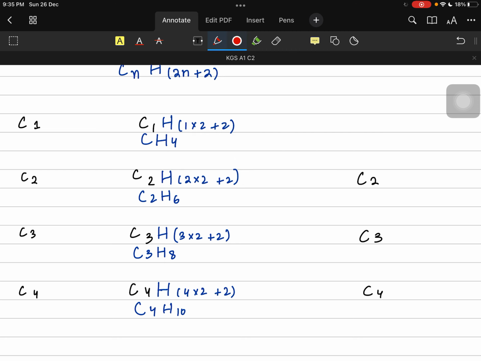A one carbon alkane is known as methane. Meth means one carbon. A 2 carbon alkane is known as ethane. Eth means 2 carbons. A 3 carbon alkane is propane. Prop means 3 carbons. A 4 carbon alkane is butane, and but means 4 carbons.